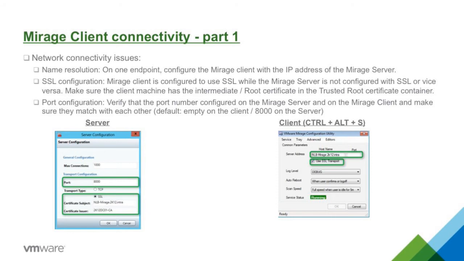The port configuration needs also to be checked. By default, we use port 8000. You can define a different port, so if you change the port on the Mirage server, you need to make sure that the client is configured to use the same port.